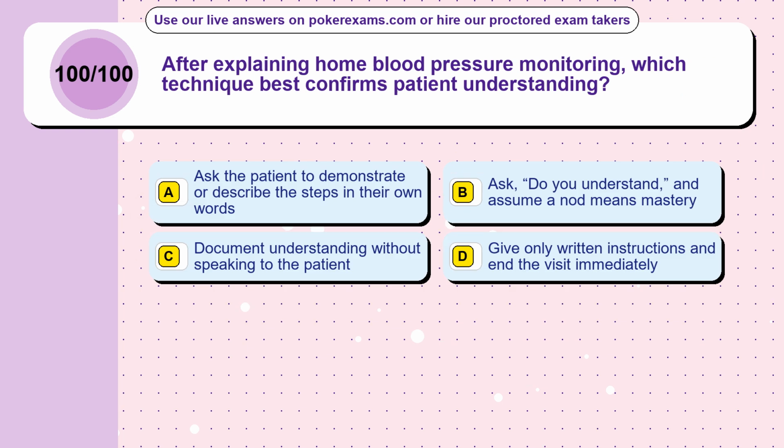Question 100. After explaining home blood pressure monitoring, which technique best confirms patient understanding? Option A. Ask the patient to demonstrate or describe the steps in their own words. Option B. Ask, "Do you understand?" and assume a nod means mastery. Option C. Document understanding without speaking to the patient. Option D. Give only written instructions and end the visit immediately.